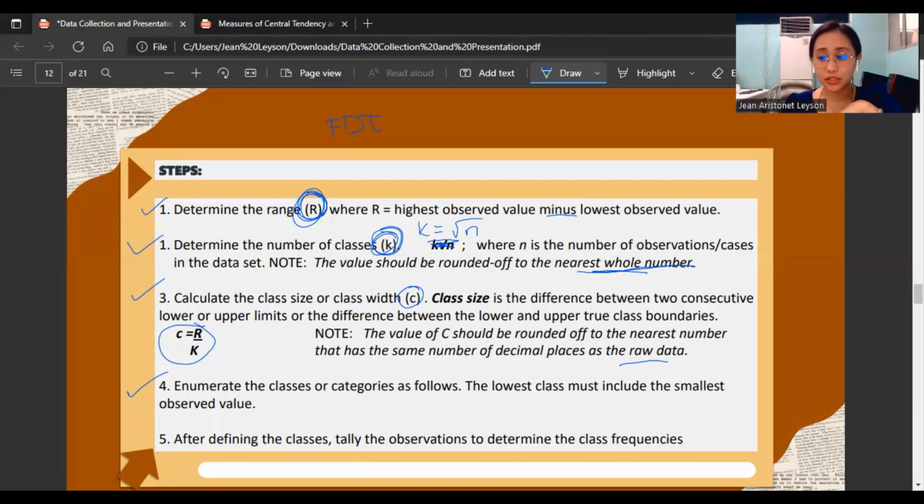The lowest class must include the smallest observed value. So after determining the number of classes and the class size or width, so you will be arranging now the categories, and you will start with the lowest or the least number in the given data set. Number 5, after defining the classes, tally the observations to determine the class frequency. So frequency is as to how many times a certain data or a certain value occurs in the set of data.